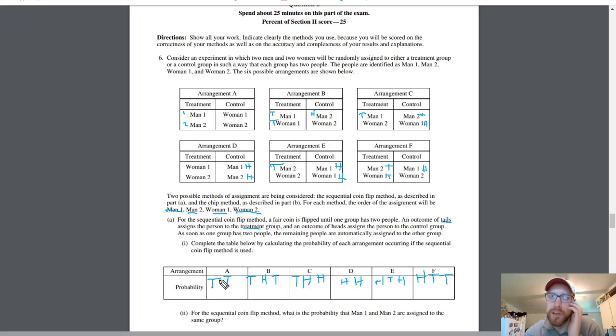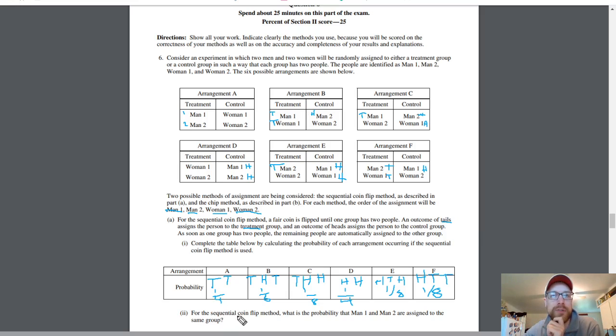Alright, our probabilities. Each of these has a 50% chance of happening, so this is 0.5 times 0.5, which is 0.25, or 1/4. We'll just do that. Each of these has a 50% chance of happening. That's 1/2 to the third, that's 1/8. 1/8. 1/4. 1/8. And 1/8. Alright.